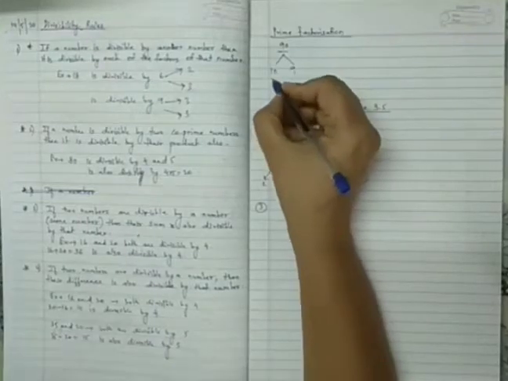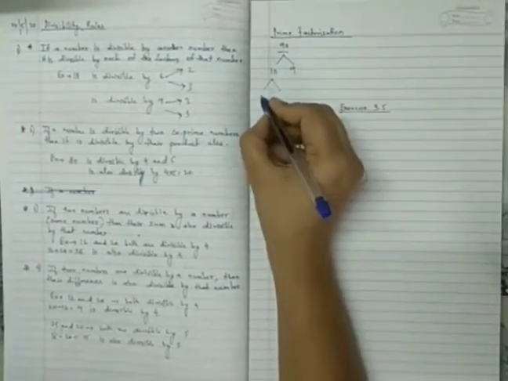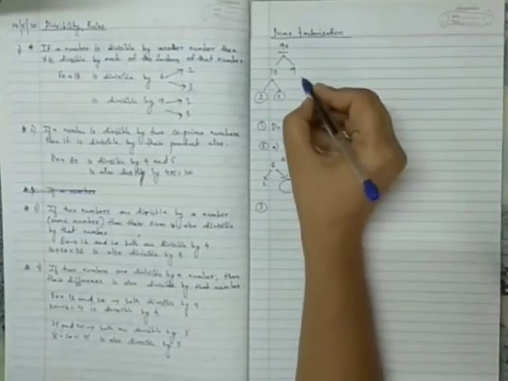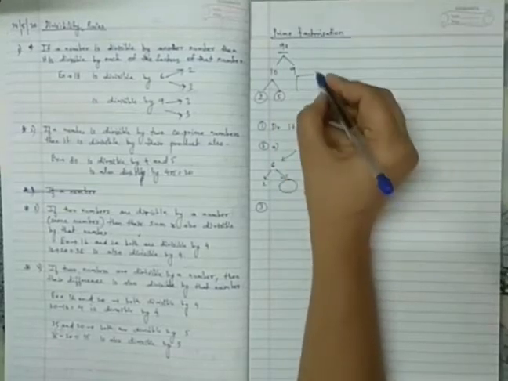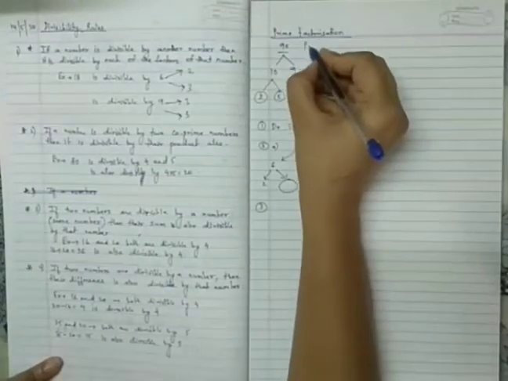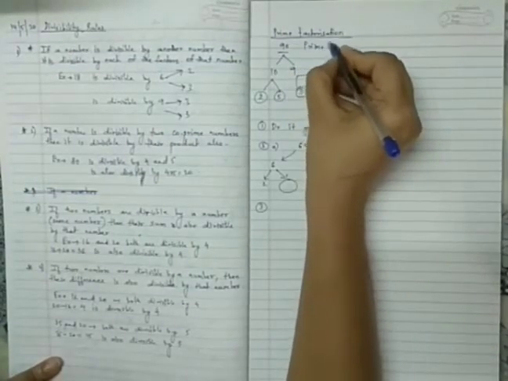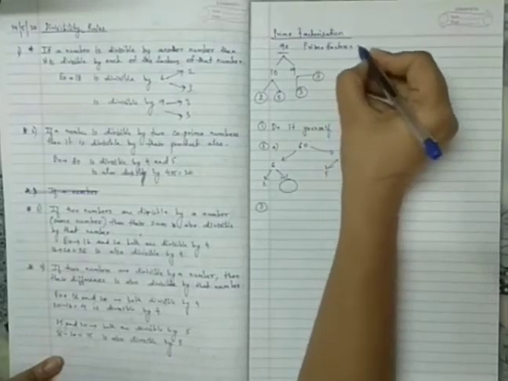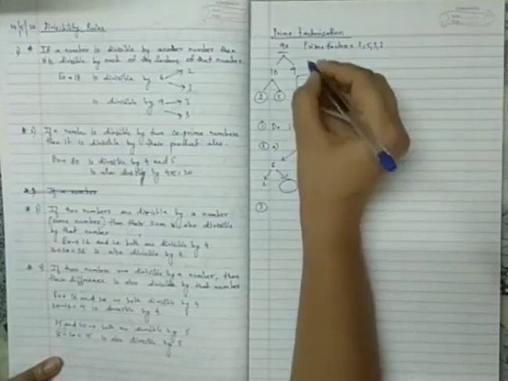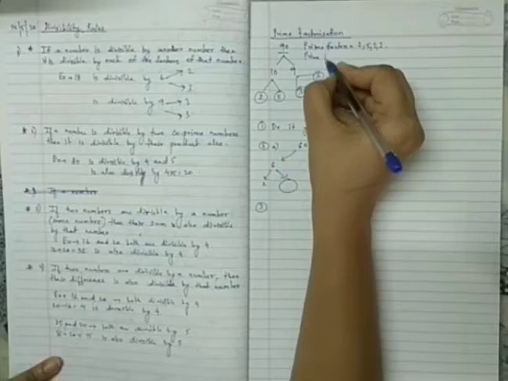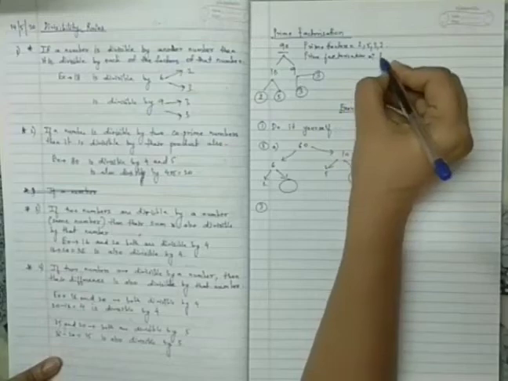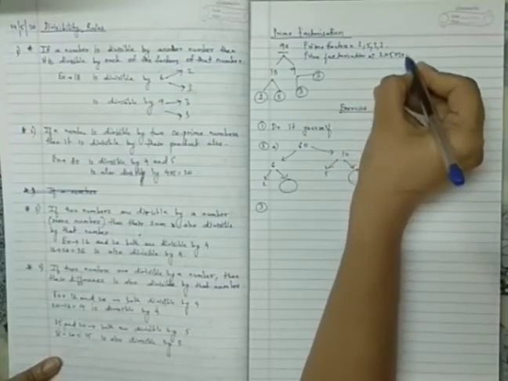Now further, if we divide 10, we get 2 fives are 10. And if we further divide 9, we get 3 threes are 9. So what do we get? Prime factors. What will be the prime factors? Prime factors will be 2, 5, 3, 3. And what will be the prime factorization? Prime factorization will be 2 into 5 into 3 into 3.